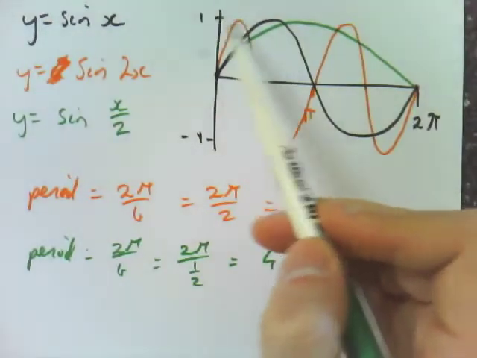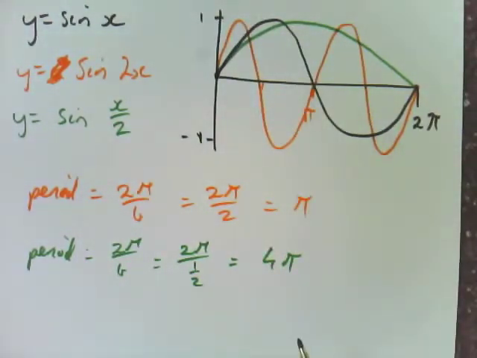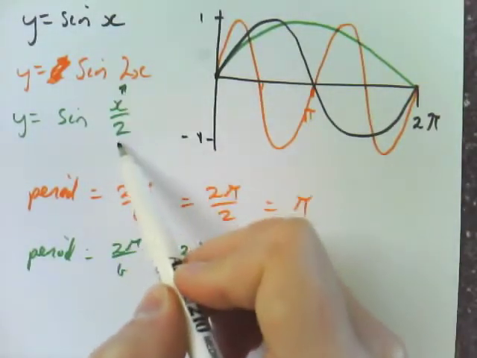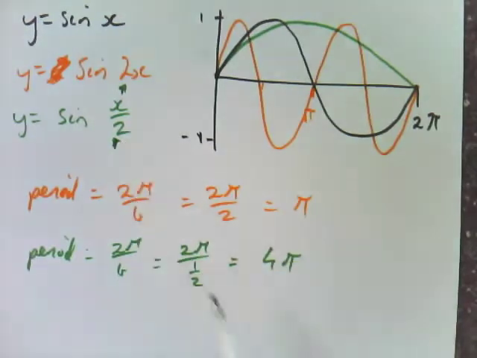When you did period 2 pi over b, where did you get b? B is this number in front of the x. And the one underneath for the x is 1/2. Okay.